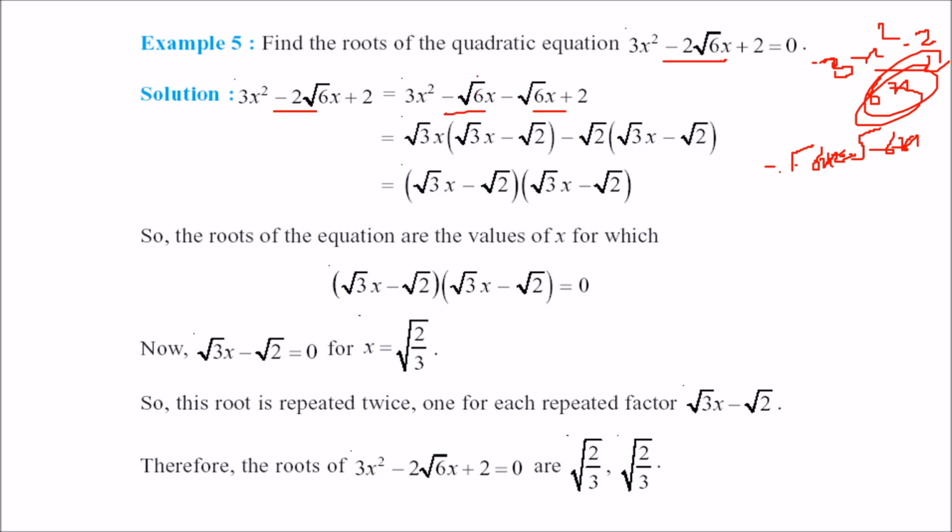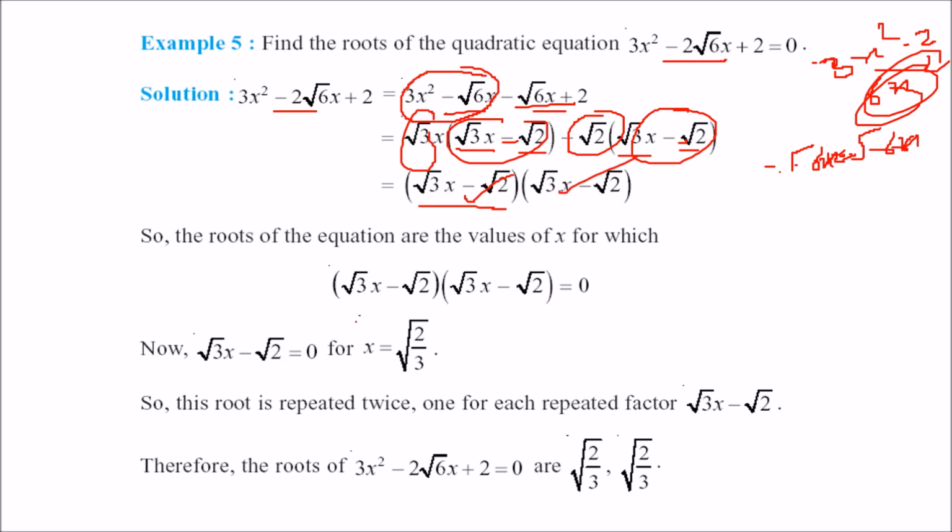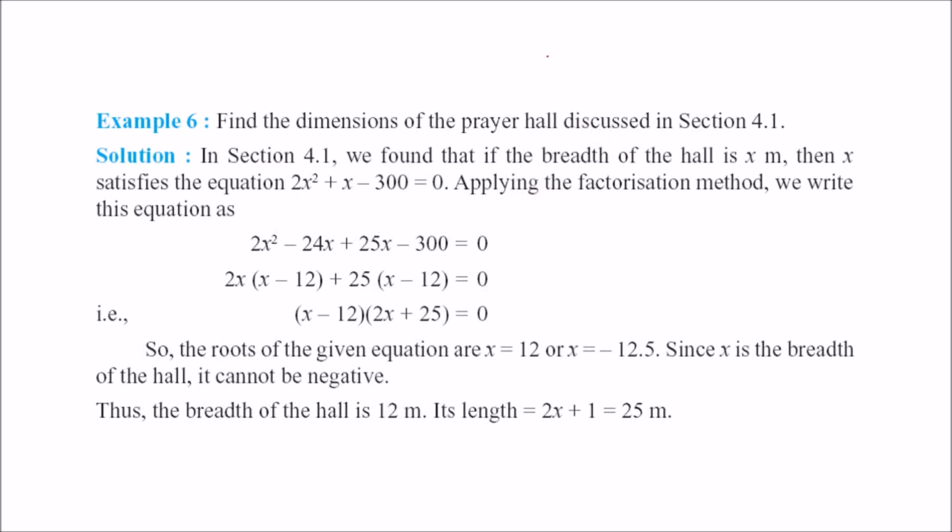Why have we written it here? Because we can take root 3x common here. You'll get root 3x minus root 2. You can take root 2 common here. You'll get root 3x minus root 2. These two terms now can be taken outside, or this factor can be taken out. Inside you'll get root 3x minus root 2. You see that these two are exactly equal. When we equate it to 0, you'll get x equal to root 2 by 3 in both cases. So there are two roots which are equal, root 2 by 3.